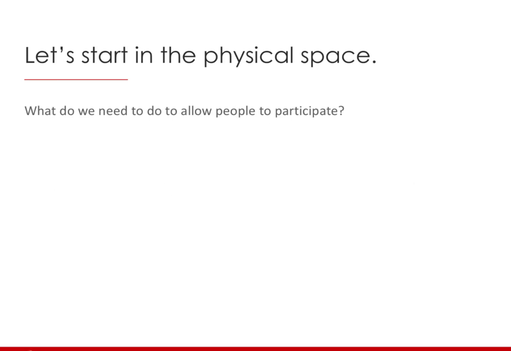So to start talking about this, the idea of accessibility, we're going to talk about how these design approaches work in practice. And let's start by actually thinking about the physical space, since the way we approach accessibility on the web is kind of similar. So in the physical space, we can start by asking the question, what do we need to do to allow people to participate? So let's say that we had a store. What do we need to do to allow people to shop at our store?